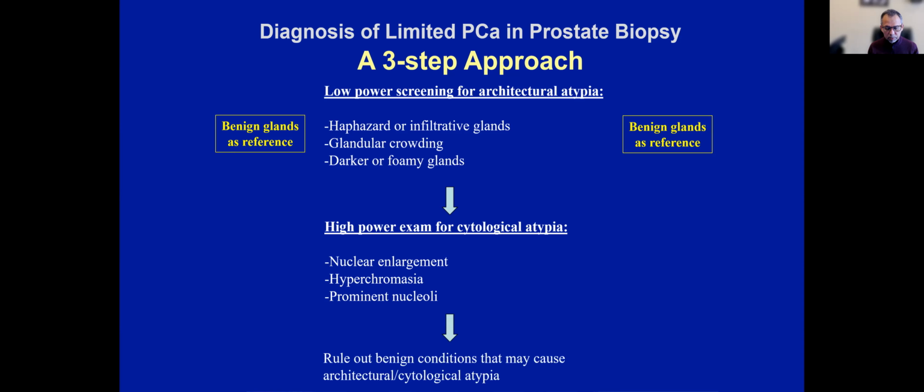And the final step before you consider the diagnosis of cancer is to rule out benign conditions that may give you such architectural or cytological atypia. So this is that 3-step integrated approach, which I will emphasize in my presentation.